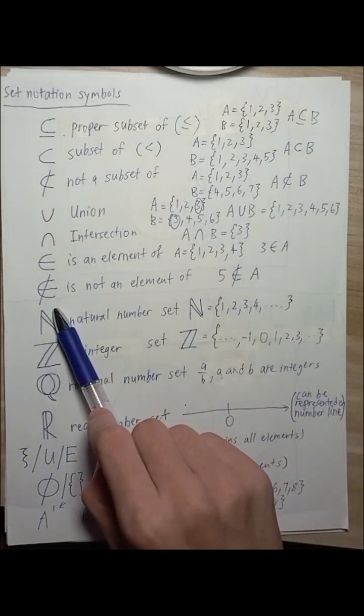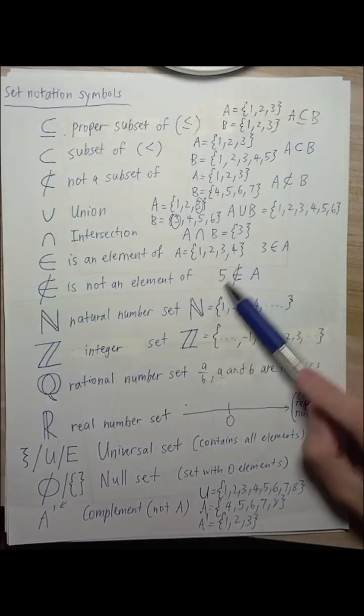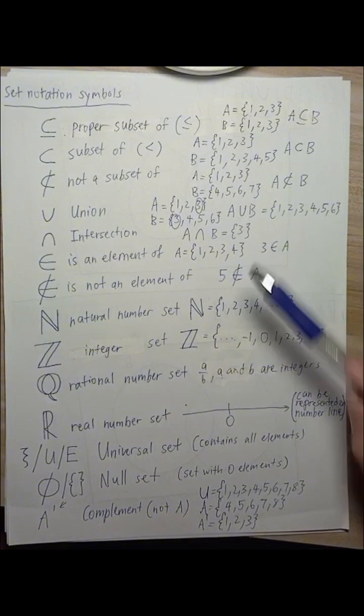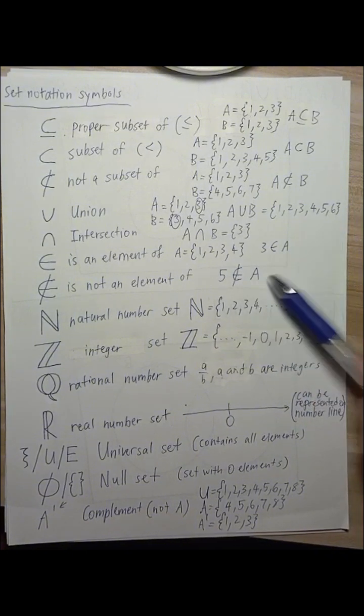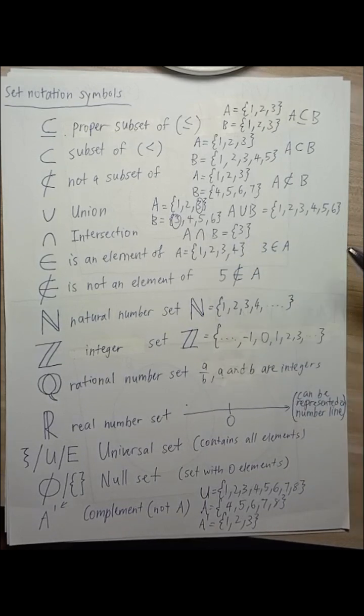And then this symbol represents is not an element of. So let's say you have the number 5 over here. So the number 5 is not an element of the set A. The set A doesn't have the number 5.